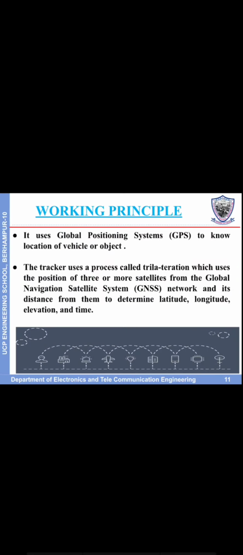Working principle. It uses the global positioning system to know the location of a vehicle or object. The tracker uses a process called trilateration, which uses the position of 3 or more satellites from the global navigation satellite system network and its distance from them to determine latitude, longitude, elevation and time.